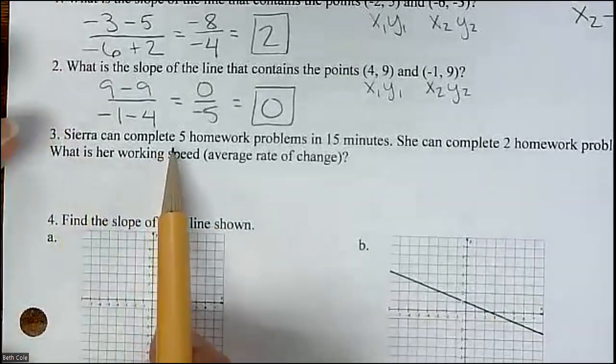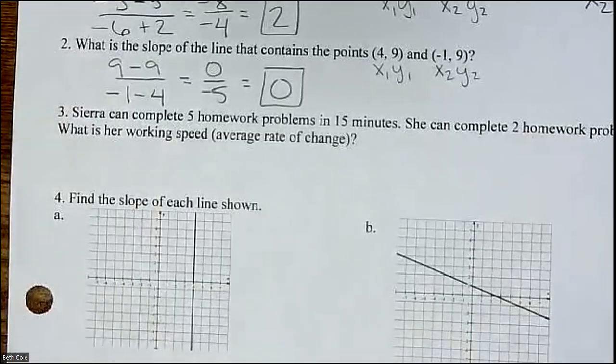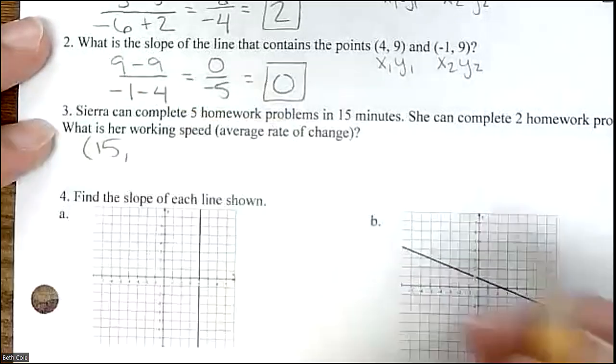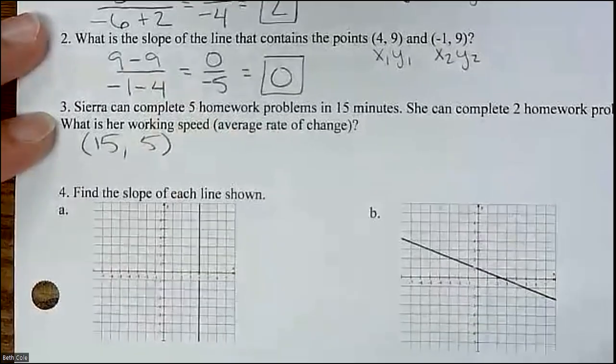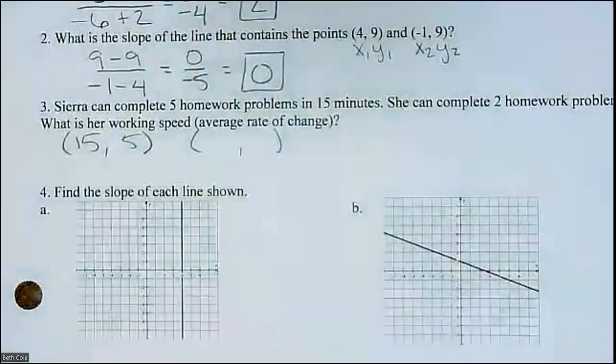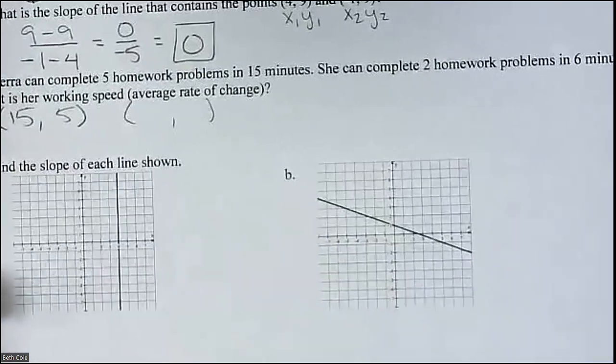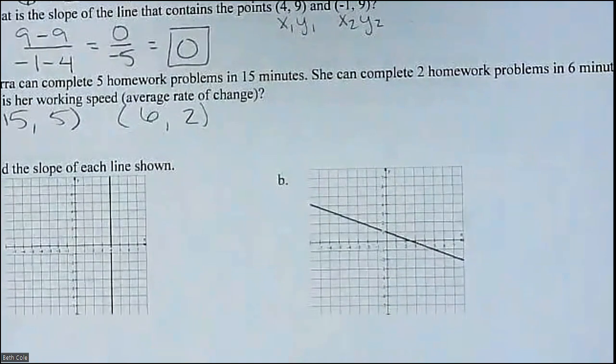All right, Sierra can complete 5 homework problems in 15 minutes. She can complete 2 homework problems in 6 minutes. So in 15 minutes, she does 5 problems. 15, 5. What would the other point be? It should be minutes, problems. Minutes, problems. Yeah, 6, 2. The reason it's minutes, you always want to put time first because it's like per minute. Like, you know, in your car, it's miles per hour. You always want the time unit to be X. That's the first part.